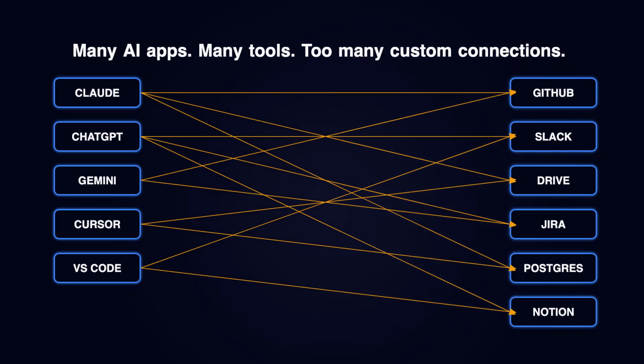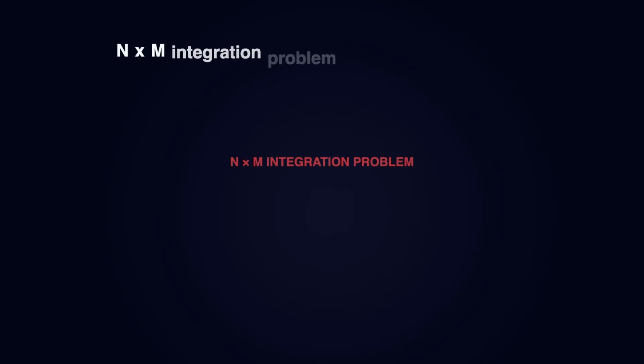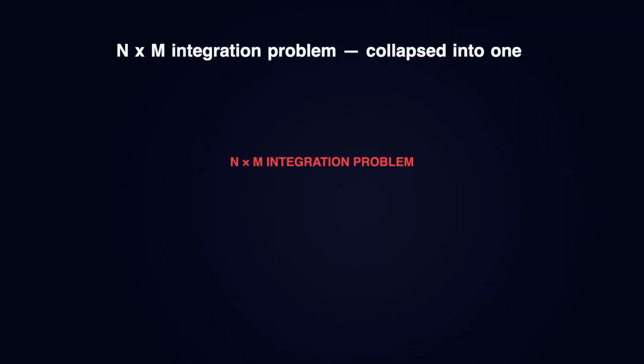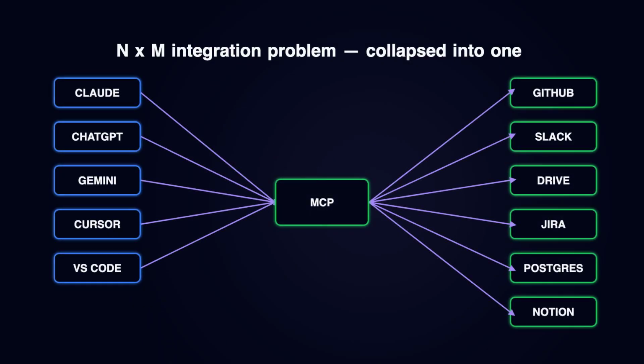Now imagine supporting multiple AI models, Claude, ChatGPT, Gemini, or a local open source model. You don't just build one integration anymore. You end up rebuilding the same integrations for every AI application. This is known as the N times M integration problem. Many AI applications, many external tools, too many custom connections. Developers spend more time integrating APIs than building intelligent AI. MCP collapses all of that into one clean connection point.